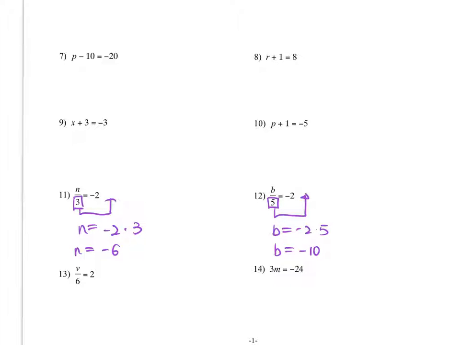Now, number 14, 3m. 3m is 3 times m. So I don't need this on this side, and I've got to move it to the other side. But be careful, because it's 3m, it's a multiplication, so you have to switch that operation and make it a division. That's how we do it. So in this case m equals -8. So again, pause the video and finish the rest of the problems on this sheet.